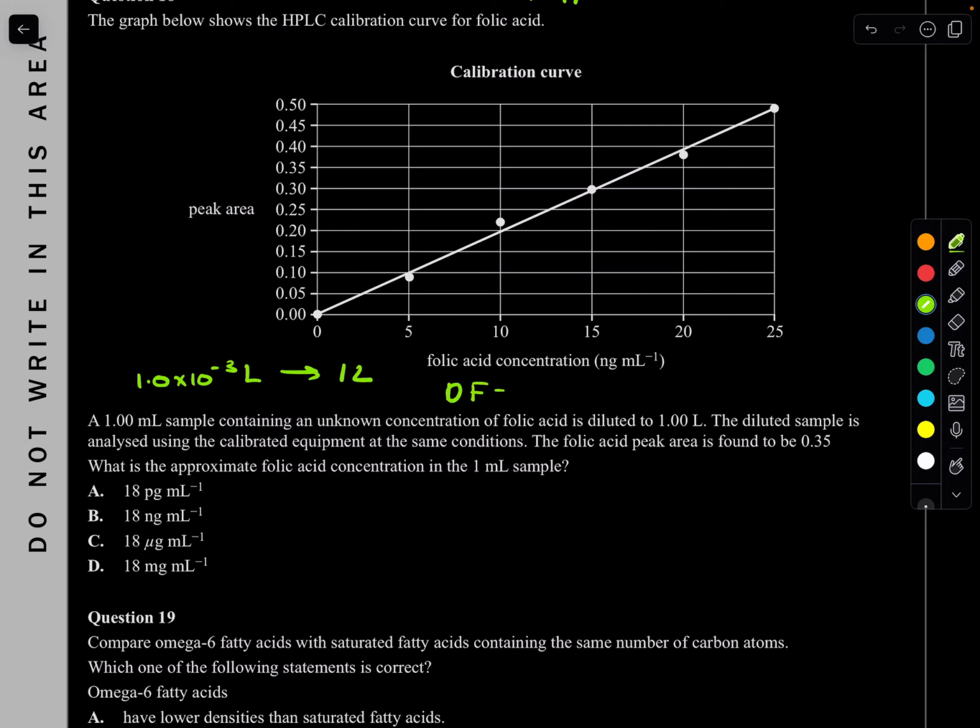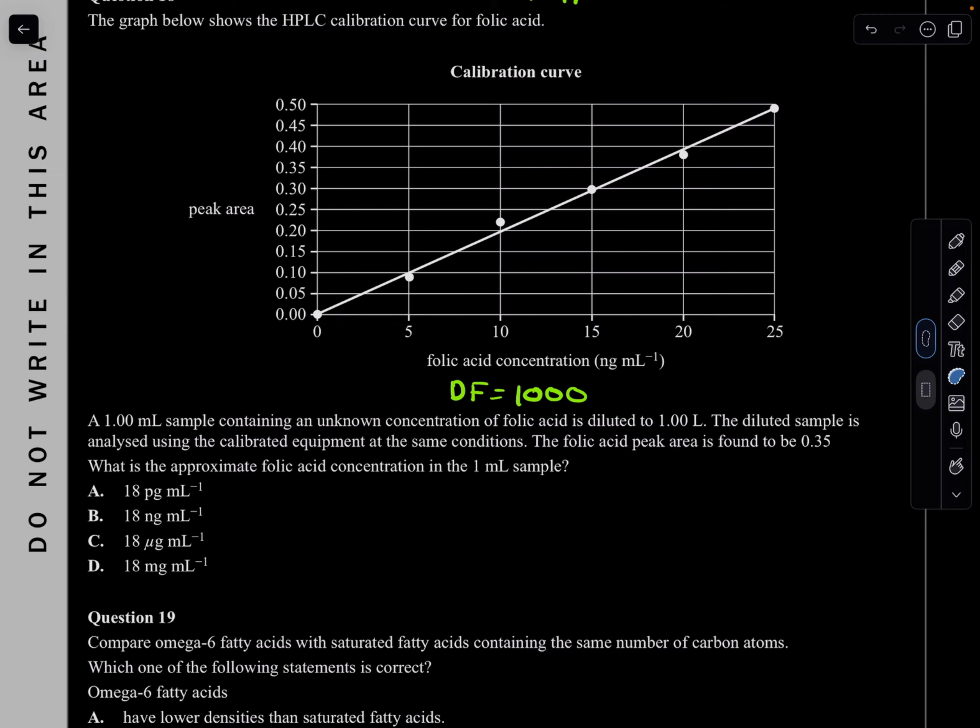To get the dilution factor, just divide this by this. Let's do that. Dilution factor is 1 divided by 1.0 times 10 to the negative 3. So our dilution factor is 1,000. This is going to be helpful if you're going to do calculations. So great, we have our dilution factor.